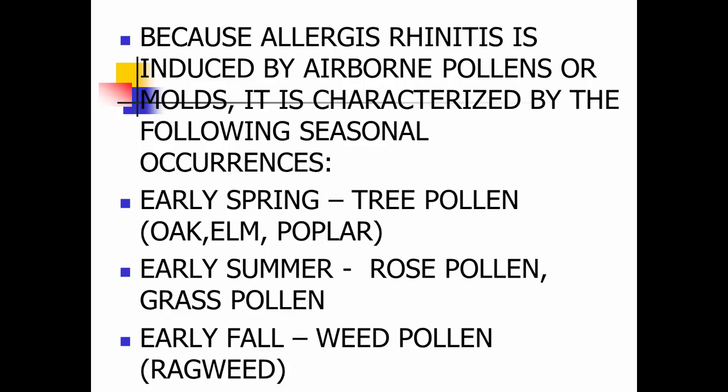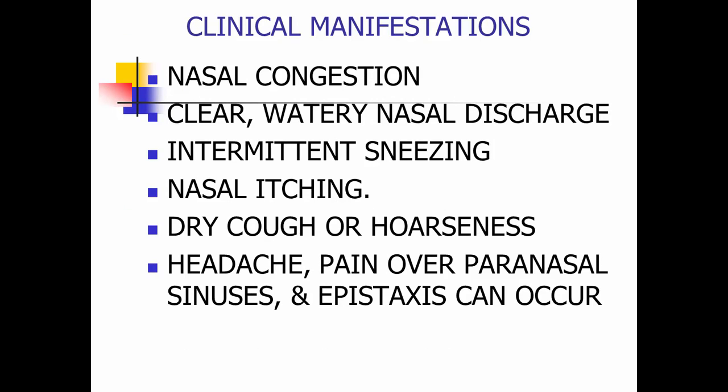Because allergic rhinitis is induced by airborne pollens or molds, it's characterized by seasonal occurrences, and you know that. What are you allergic to, and when do you have those symptoms? In spring, summer, or fall, and what's going on? Clinical manifestations: stuffy nose, clear watery nasal discharge, or viscous mucus, intermittent sneezing, nasal itching, dry cough or hoarseness. May complain of headache, pain over the paranasal sinuses, and epistaxis. What is that? That's right, a nosebleed. And your patient can also experience some chest tightness associated with this.